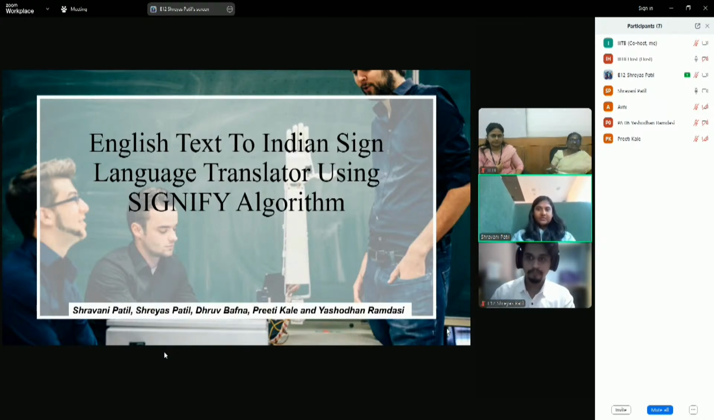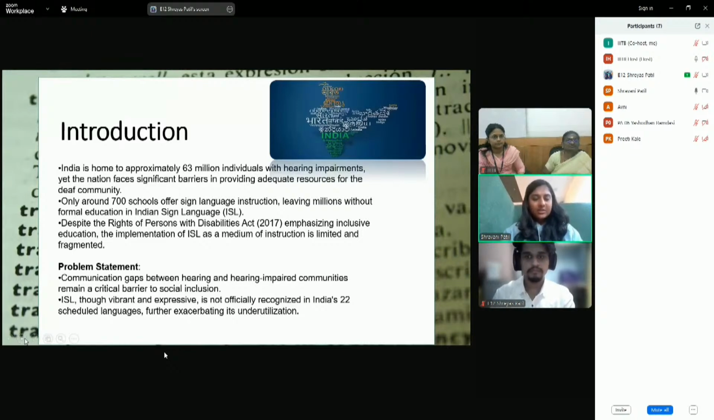Good morning, everyone, and thank you for taking the time to join this presentation. Today, we, the authors of paper 9, English Text to Indian Sign Language Translator using Signify Algorithm, Shravani Patel, Shreyas, Dhruv, Preeti ma'am, and Yashodhan Ramdasi, will be addressing an issue that affects millions but often goes unnoticed: the challenges faced by the hearing impaired community in India. Our focus will be on how technology can bridge this communication gap, making society more inclusive for everyone.